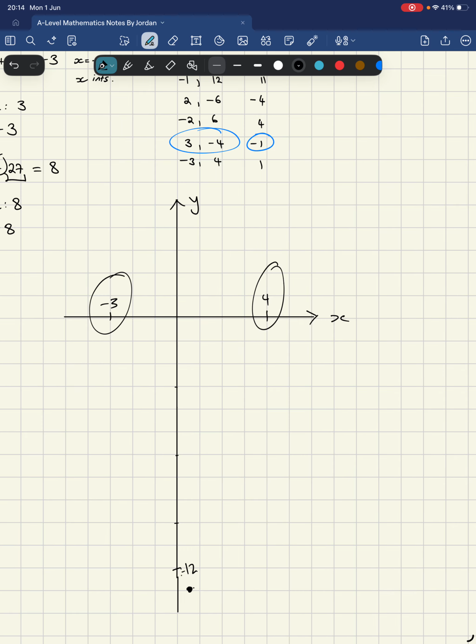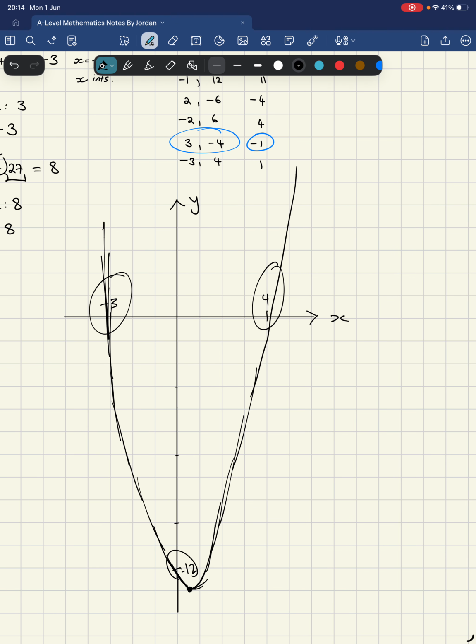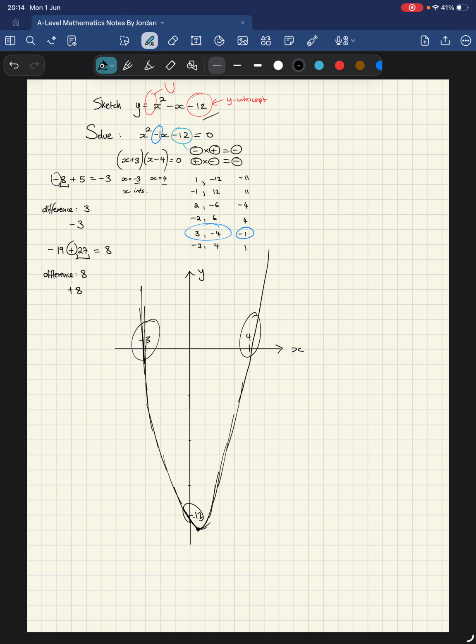It's got to go through that point, so I'll make sure it goes through there first. And then it's also got to go through the minus 3. So going up like that, through the minus 3. And then it curves around. It's going to come nicely up through the 4. So there you go. And remember, it's just a sketch. So as long as you go through these points, you're good.